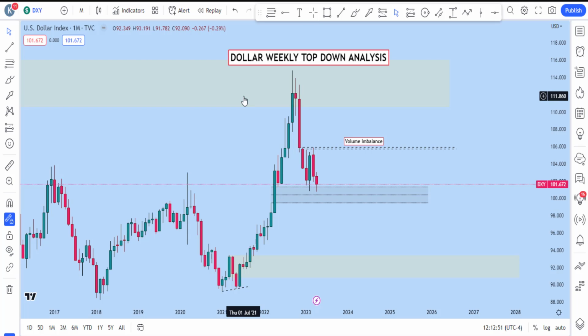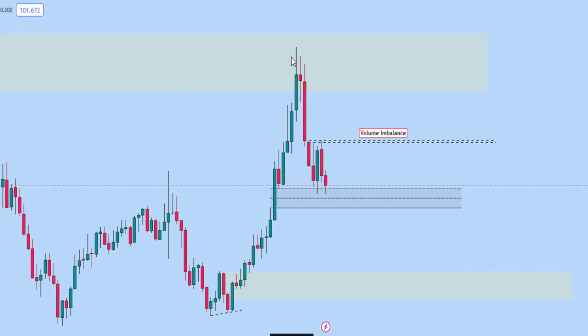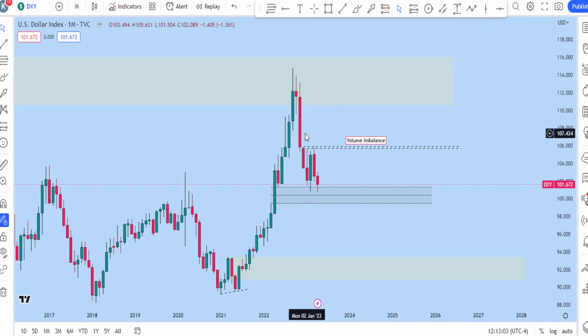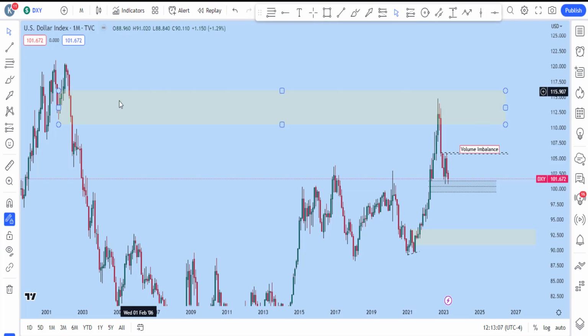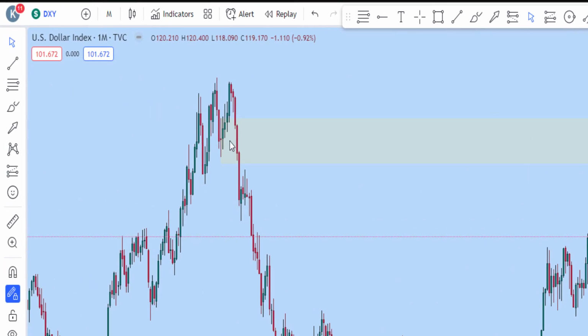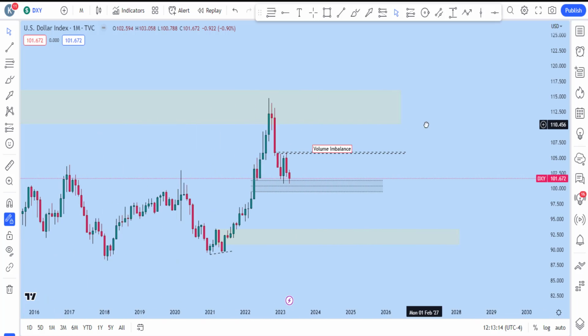Let me delete this quickly and then have a clear chart. Now we have very recent data from the monthly time frame. We have price traded up to this level. We don't know what happened before price started coming down to this level. If we zoom in, we are basically going to see what really happened. Price actually traded into this mitigation block. Look at this mitigation block, and then price has been coming down for the past few months.